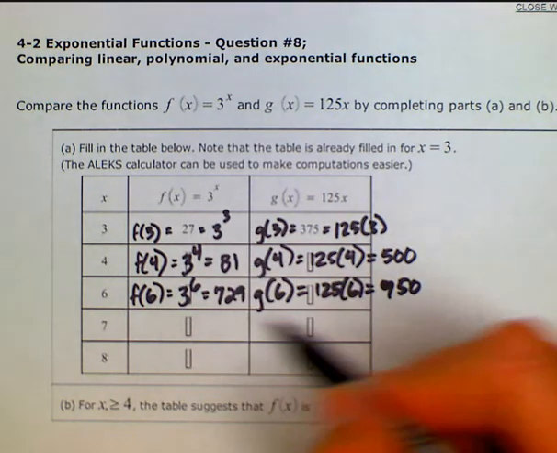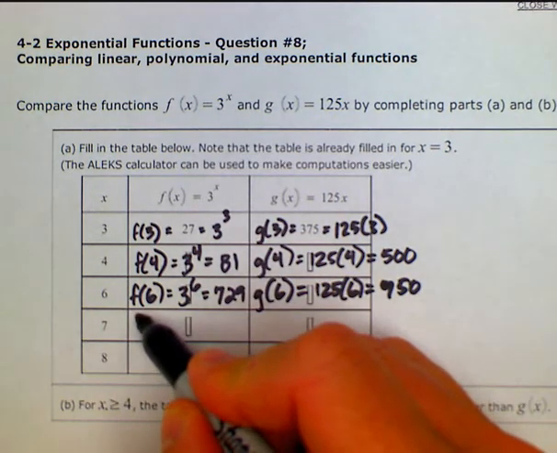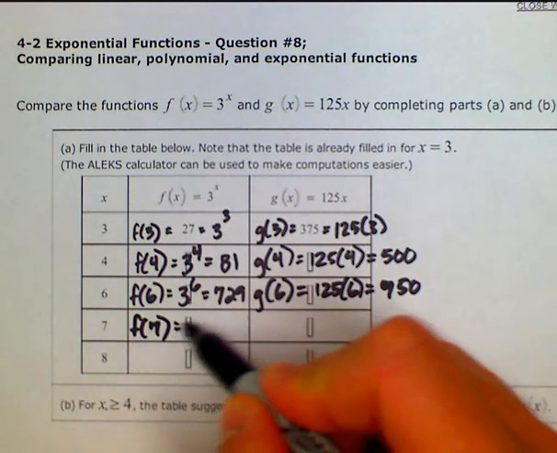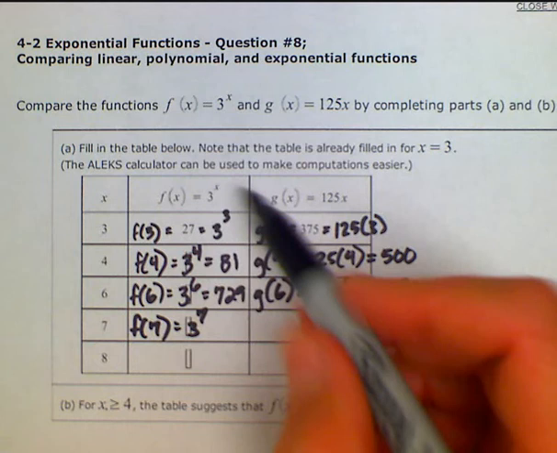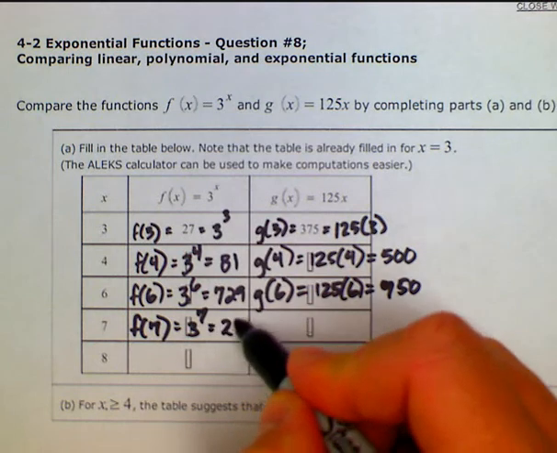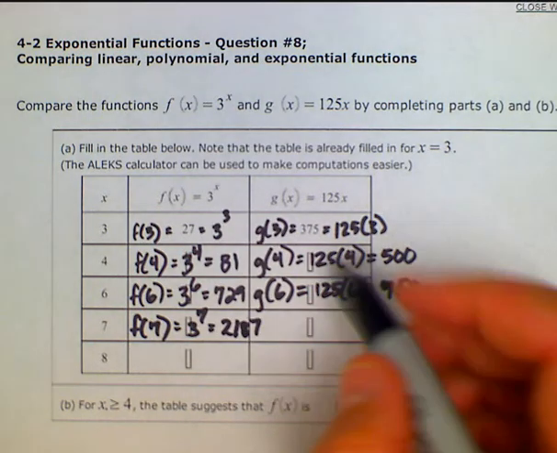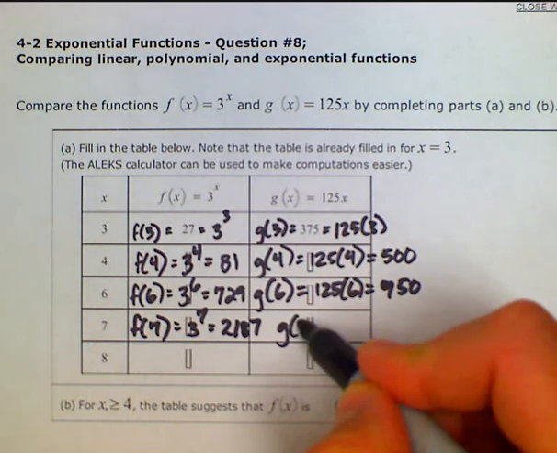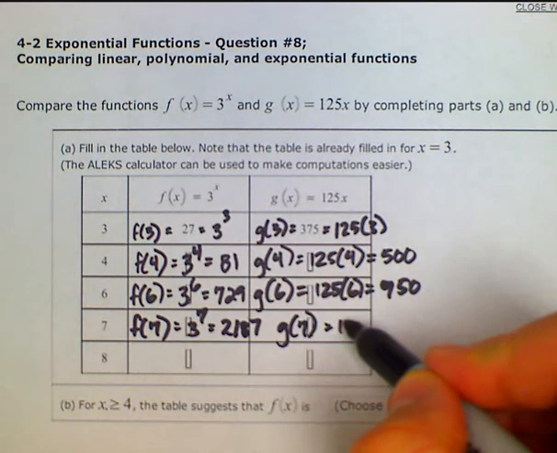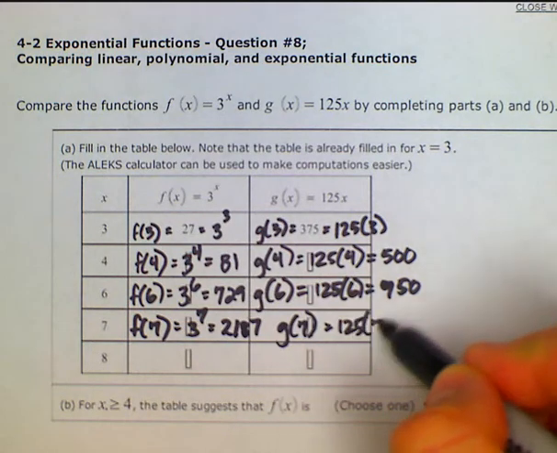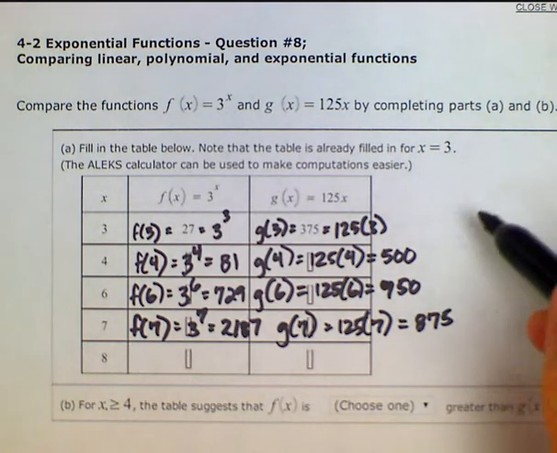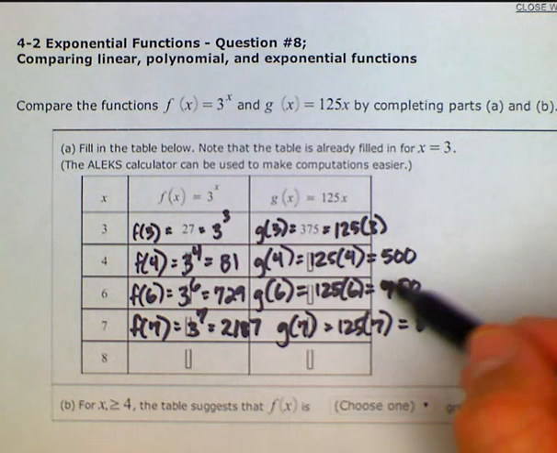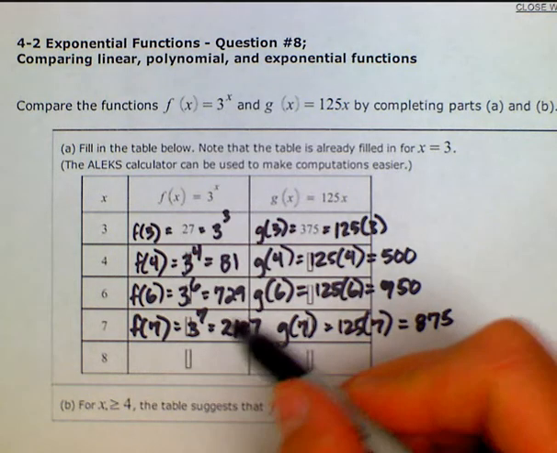And here's where we'll see the big jump. f of 7 is equal to 3 to the seventh, where we're plugging in 7 for x. This is equal to 2,187. A big jump, where g of 7 is equal to 125 times 7, which is 875. So you see we're just jumping by 125 each time, whereas here we're jumping exponentially.